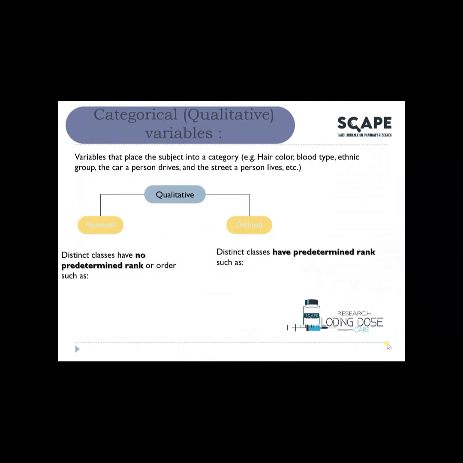Moving to categorical, when the variable is placed into a category, such as hair color, blood type, and ethnic group. We have two types of qualitative: nominal and ordinal. Nominal is when there is no rank, and ordinal is where there is a rank or order. An example for nominal: disease, no disease, or blood type. Ordinal: severity of disease.